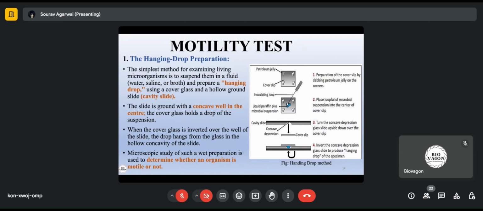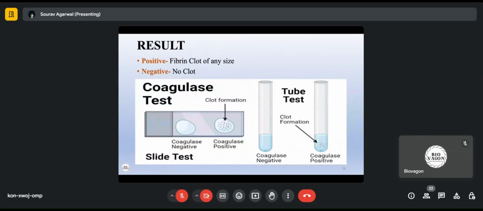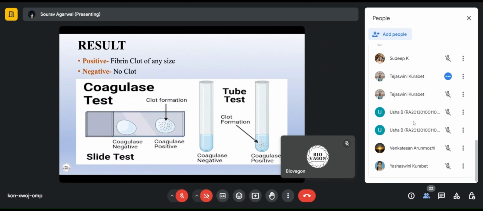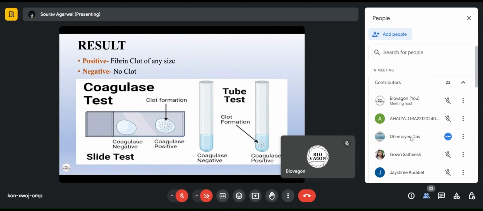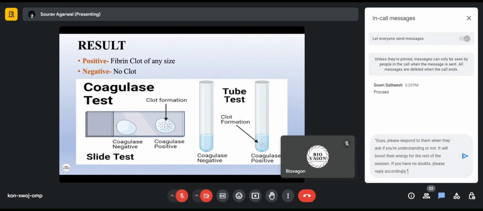Can you please explain the auto-agglutination again? Sorry. Can you please once again explain that auto-agglutination part? Okay, I will.